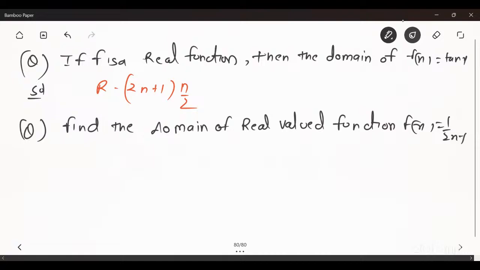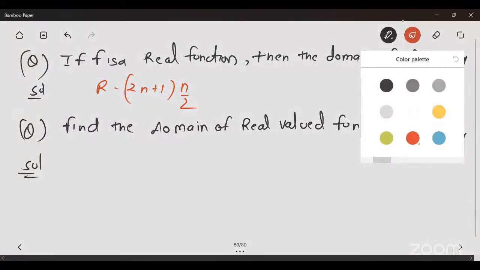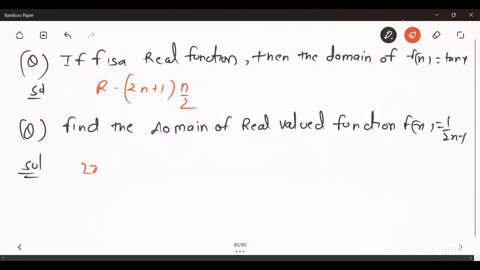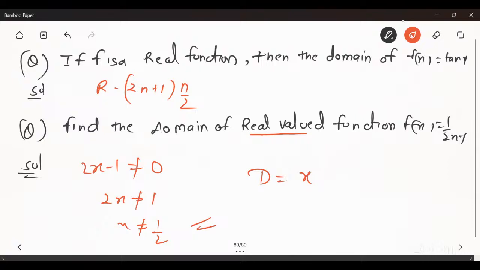If that is real, it does not contain any infinite term. So we have to take 2x minus 1 does not equal to 0, because if it is equal to 0, then this function will not be a real valued function. So 2x does not equal 1, so x does not equal 1 by 2. So we will take the domain of the function as x belongs to R minus 1 by 2. Now come to next question.